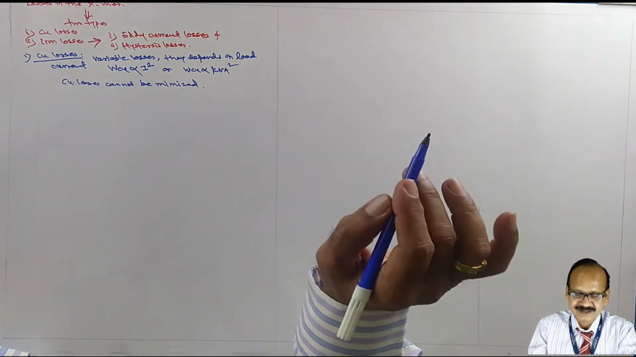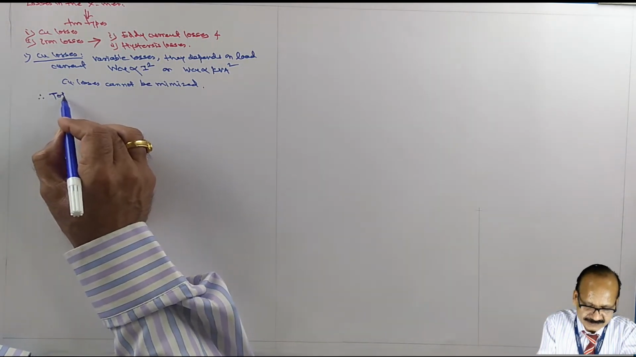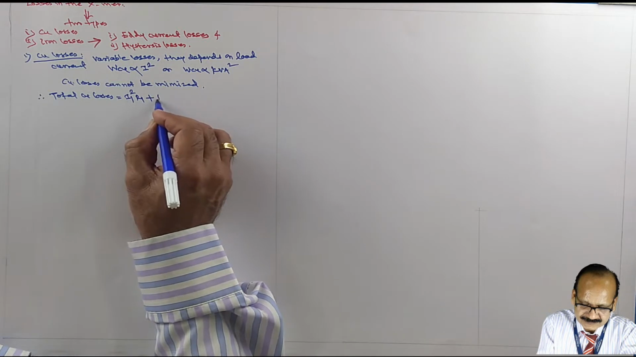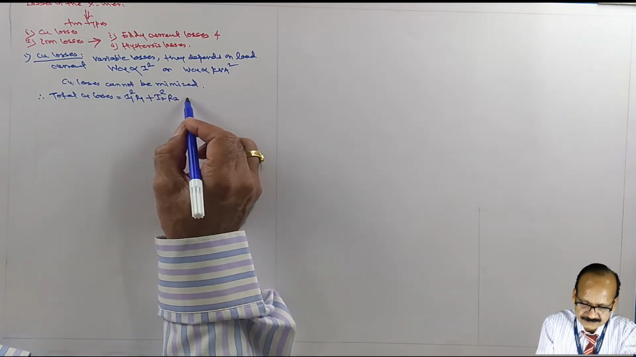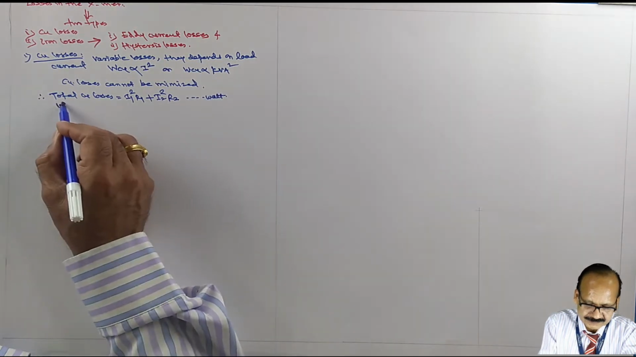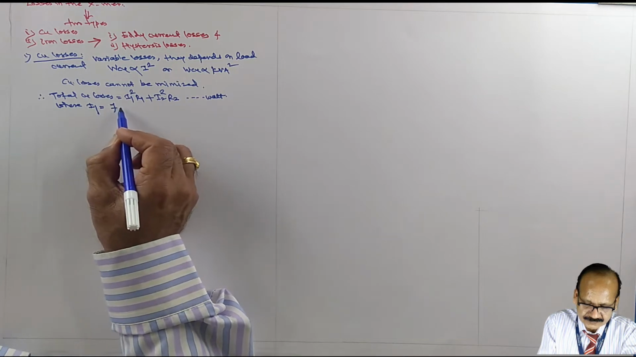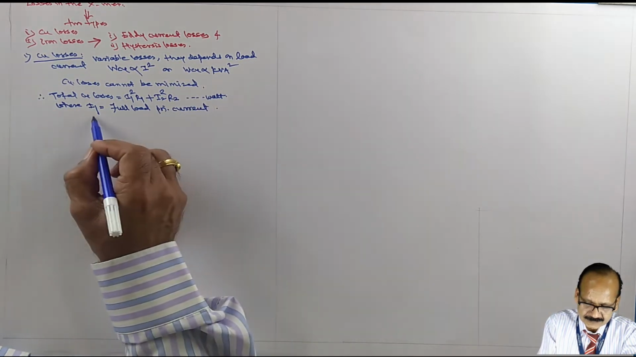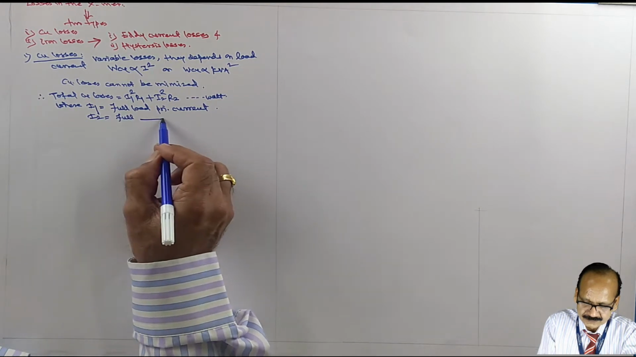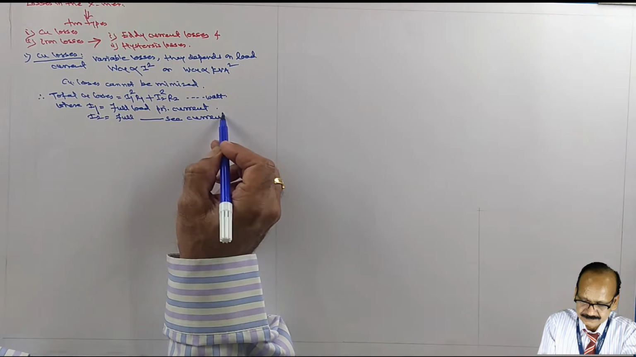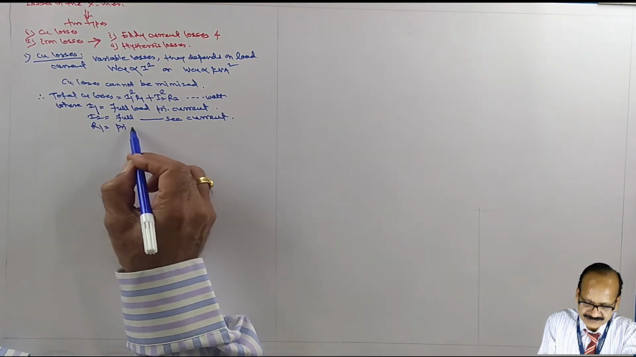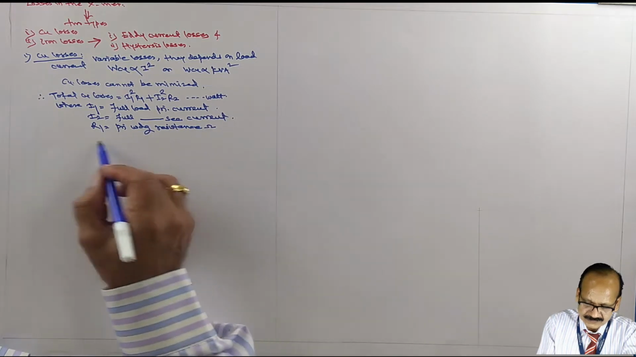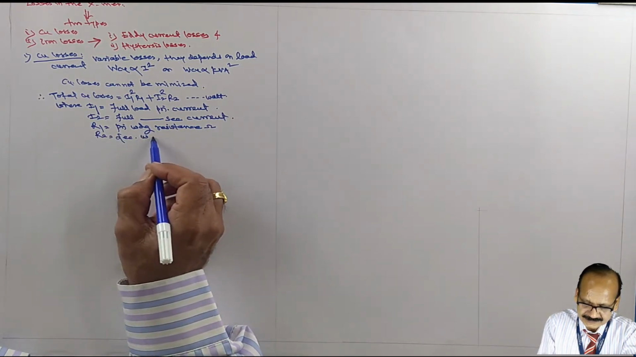And they take place in both the windings of the transformer. Therefore, total copper losses equal I1 square R1 plus I2 square R2 watt, where I1 is the full load primary current, I2 is the full load secondary current, R1 is the primary winding resistance in ohm, and R2 is the secondary winding resistance.